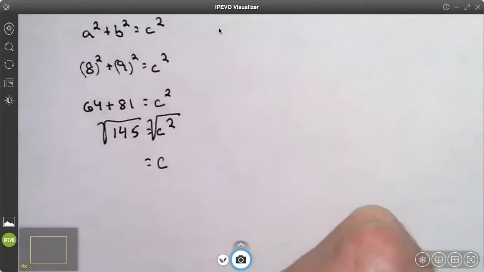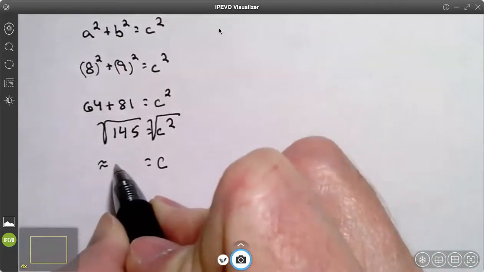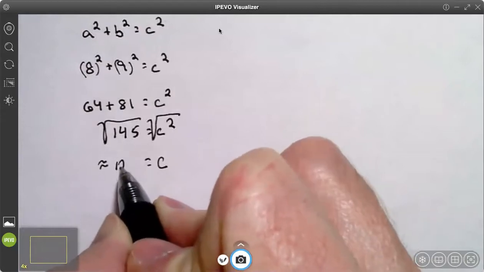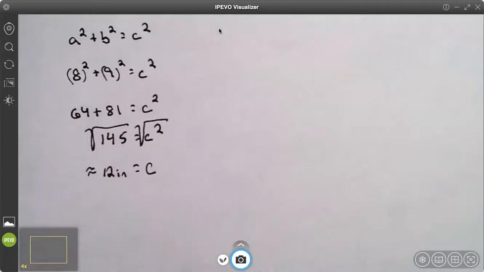And the square root of 145 is going to be just over 12 inches. So I'm going to round that to about 12 inches. And that's my answer, about 12 inches.